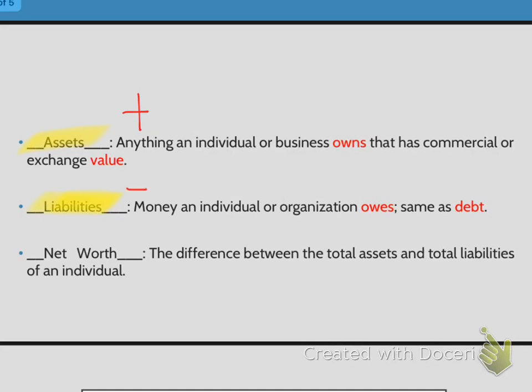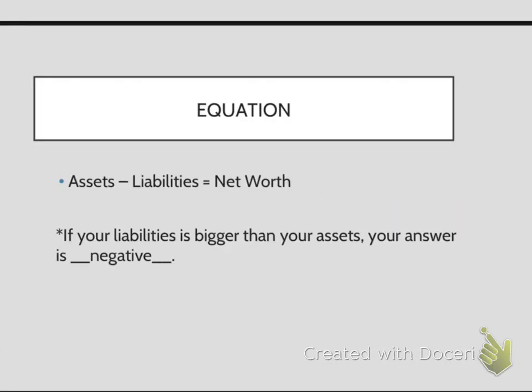So debts are negative. So a net worth is the difference between them. So when we talk about difference, we subtract them, right? We say, how far in between are they? So the total assets and total liabilities. So we have to add together all of our assets, all of our liabilities. So the equation for that is that the assets minus the liabilities equals the net worth.